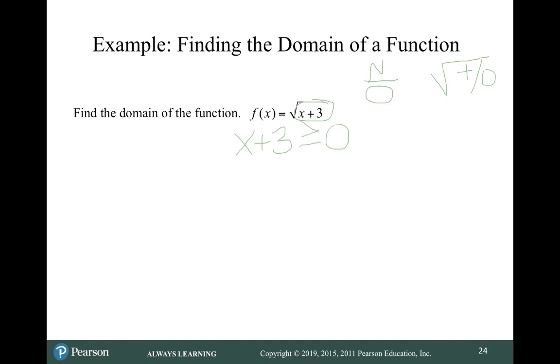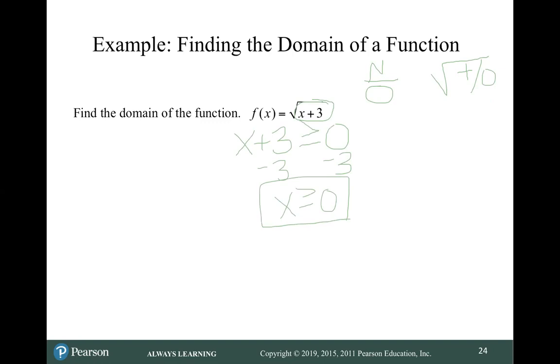So when we're looking at the domain, if we have a radical, we set it greater than or equal to 0. And then we solve, so subtract 3 from both sides. X has to be greater than or equal to 0. Okay, that is our domain.